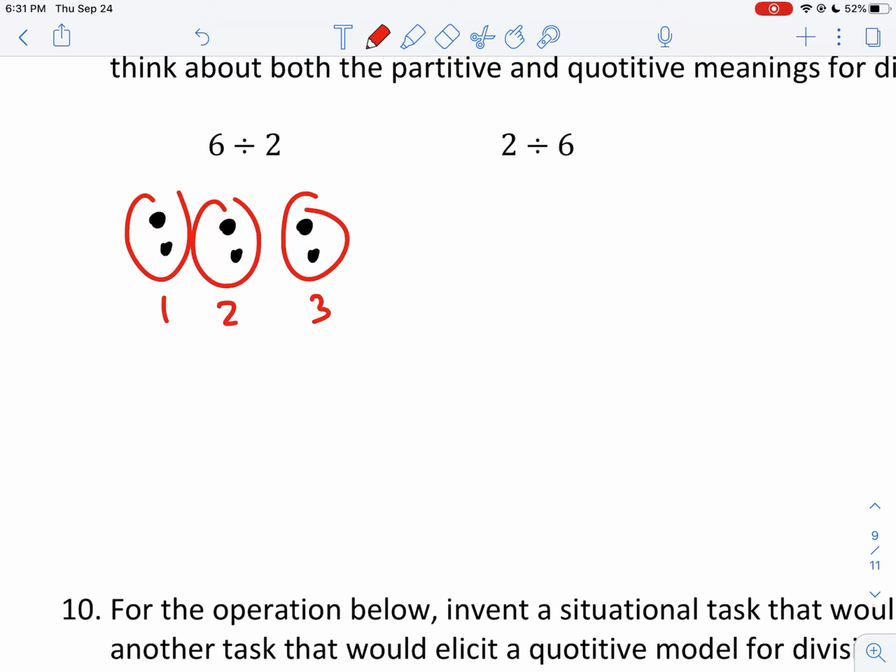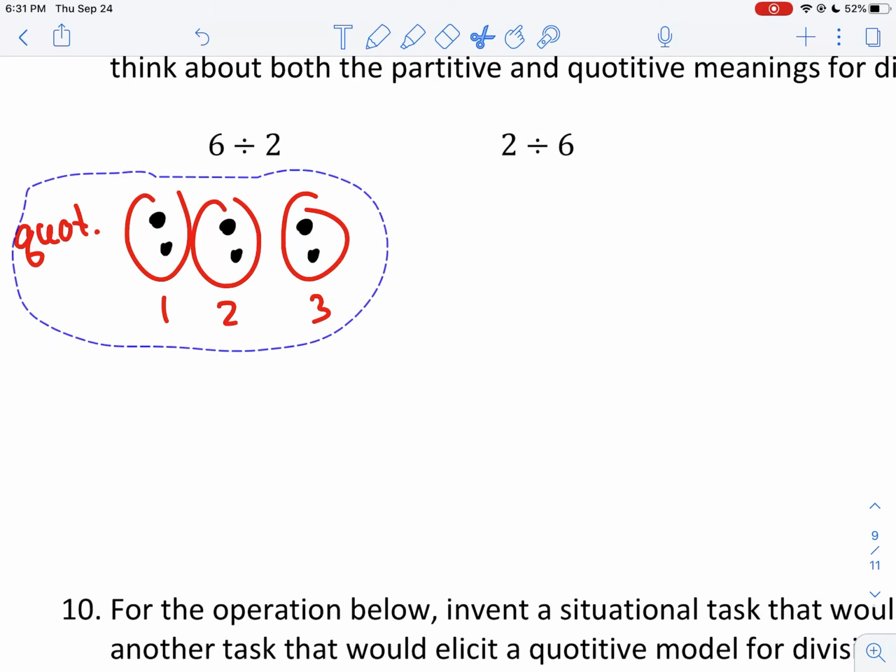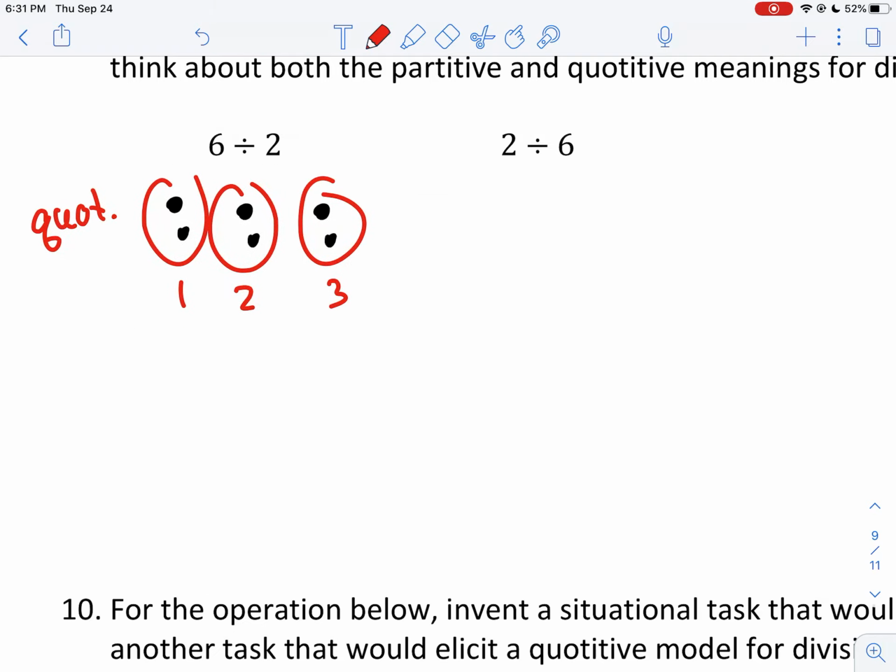This is the quotative. I'll just put the quotative meaning modeled here: How many copies of 2 make 6? The other meaning is the partitive. So that's where we know we want 2 copies of something to make 6.